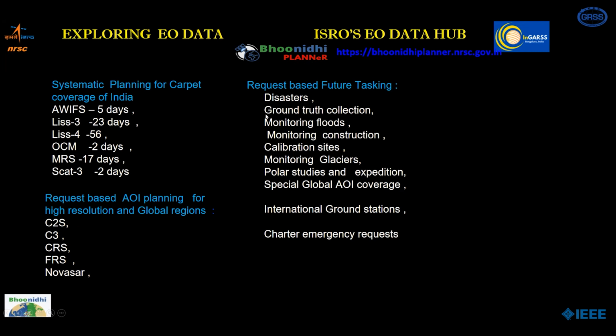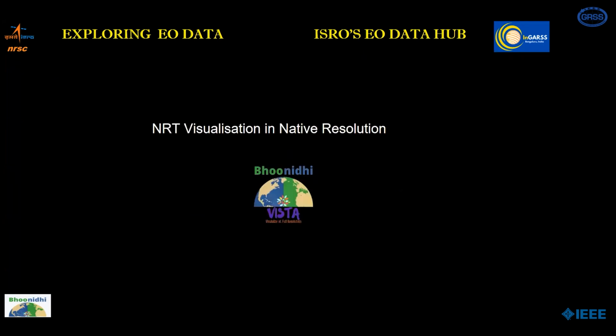So all these requests, future tasking basically, are aiding data reception and also processing and availability of data for disasters, for ground truth collection, monitoring different floods, polar studies, and also for international ground stations and charter emergencies. So in this way, the Bhoonidhi planner and the planning activity is there.